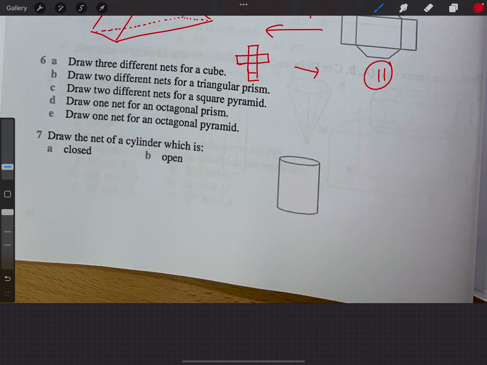Draw 2 different nets for a triangular prism. Okay, you can do that on your own. Draw 2 different types of net for a square pyramid. That's not too hard as well. Draw 1 net for octagonal. Okay, so you can do all those.